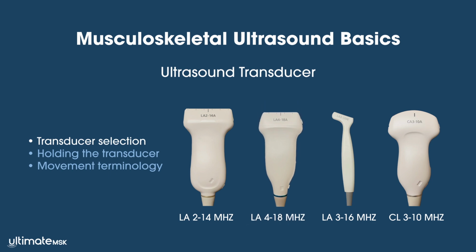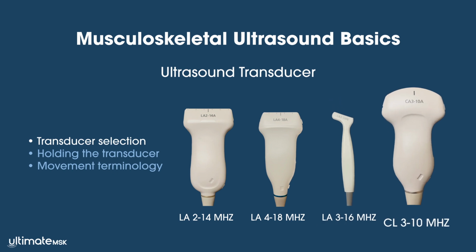The next transducer is often referred to as a hockey stick probe due to its distinctive shape. It is a high-frequency transducer ideal for imaging very superficial structures, such as those in the hand or superficial nerves. Finally, the transducer on the far right is a curvilinear transducer with the typical lower frequencies.